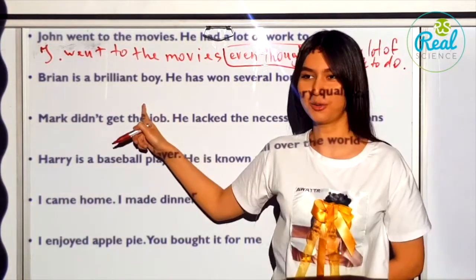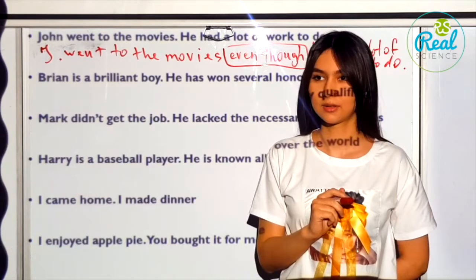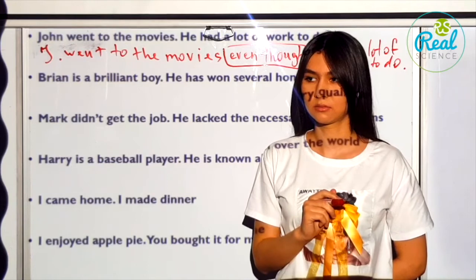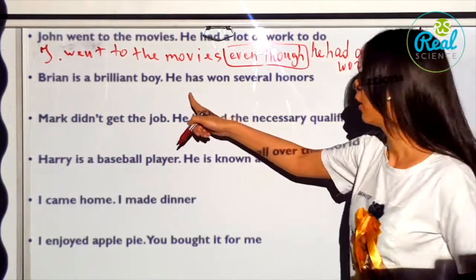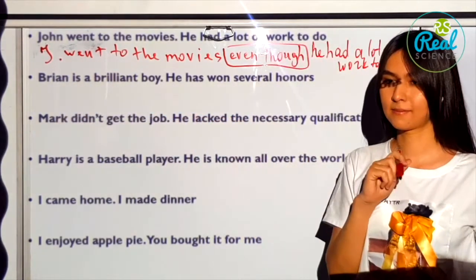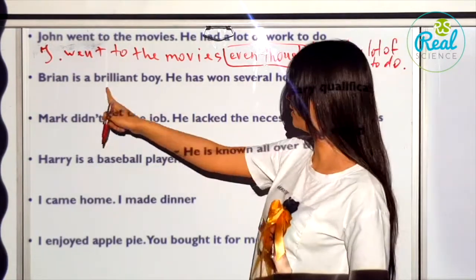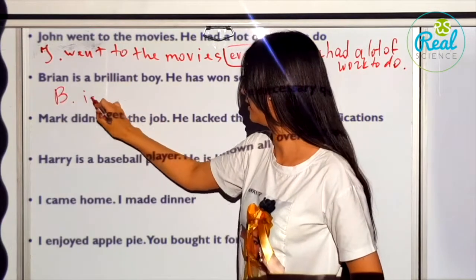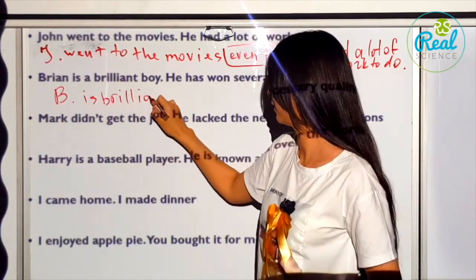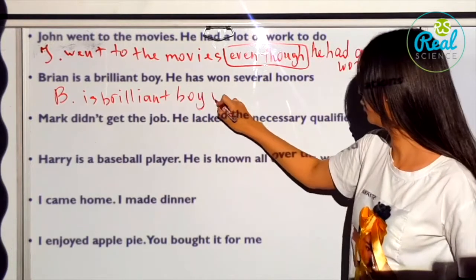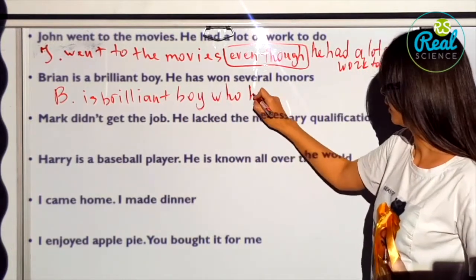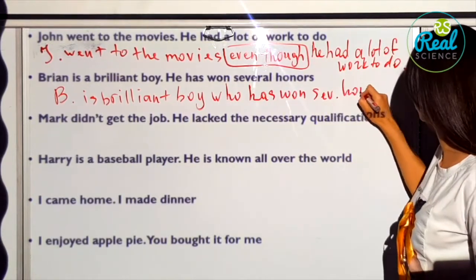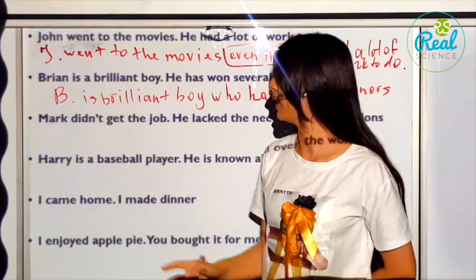Good. Second one, who wants to try? I think we can combine it with who. Brian is a brilliant boy who has won several honors. Good job. So I will write: Brian is a brilliant boy. We put here the relative pronoun who has won several honors. Good job.